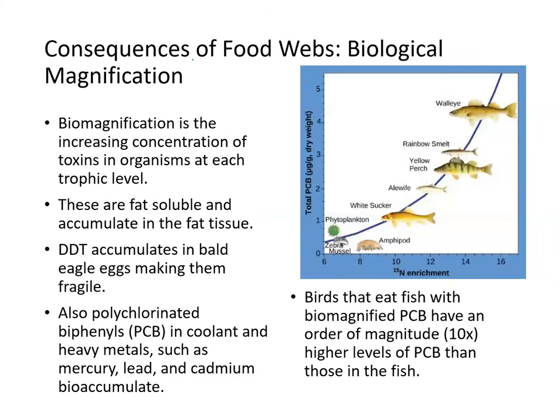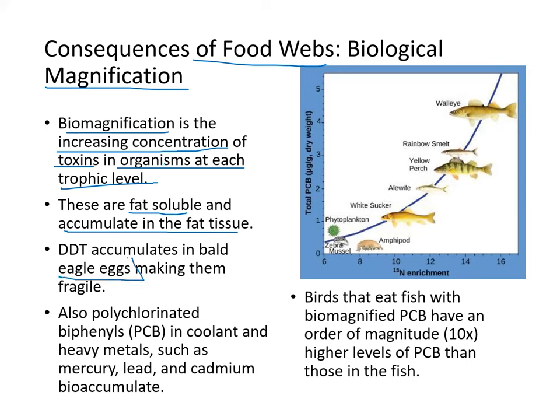And the consequence of such food webs is biological magnification. Biological magnification is the increasing concentration of toxins in organisms at each trophic level. These are fat soluble, and they tend to accumulate in the fat tissue. DDT accumulates in bald eagle legs, making them fragile. Also, polychlorinated biphenyls, PCBs, which are found in coolants, and heavy metals like mercury, lead, and cadmium also bioaccumulate.